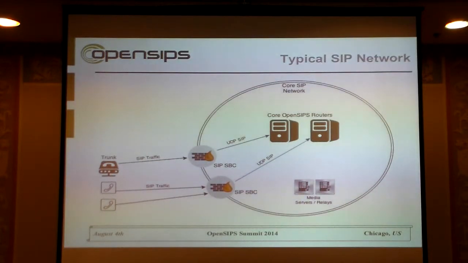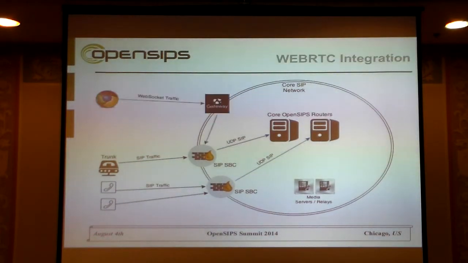As Ali also showed, this is how a regular, typical SIP network would look. You have your core over here with the routers and the media servers, and you have some SBCs handling traffic for your phones, trunks, or whatever. If we want to integrate WebRTC into our existing platform in a lightweight way, we just have to put a gateway to act as a sort of SBC. It would take the WebSocket traffic, with the media and the transport, and convert it to regular UDP SIP, with SRTP to RTP conversion and all those things.